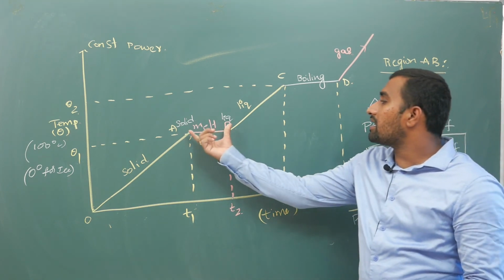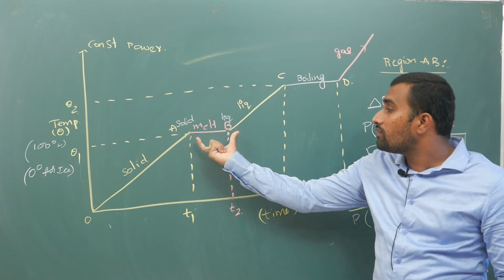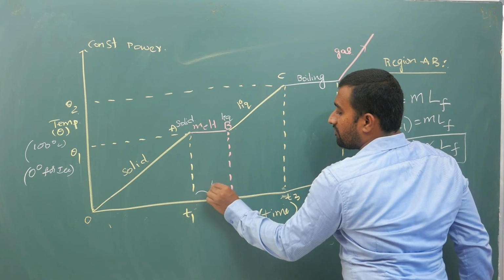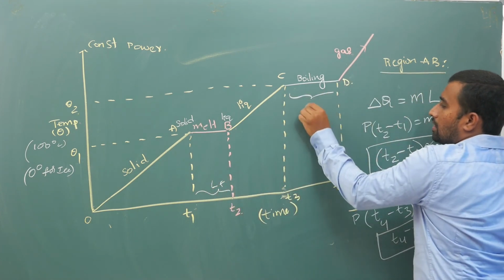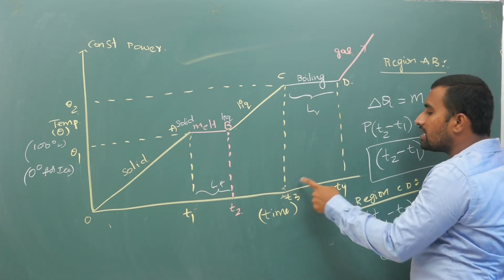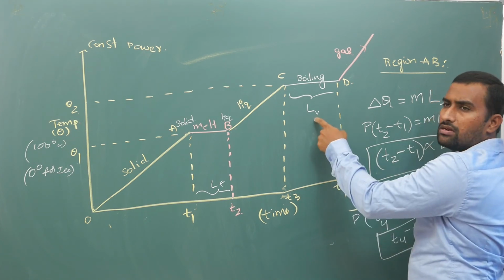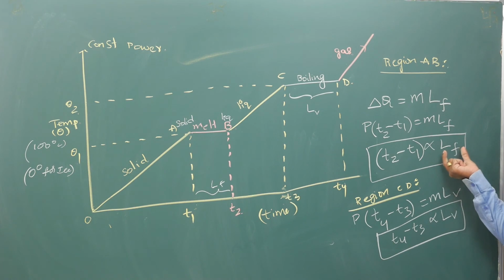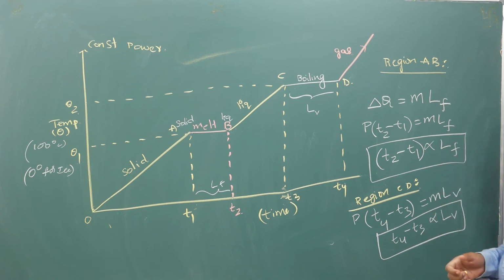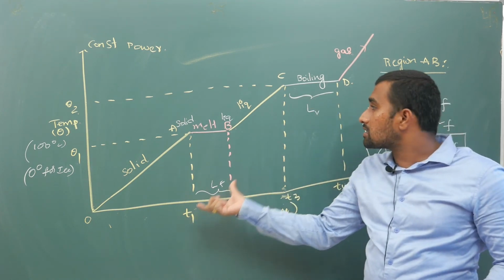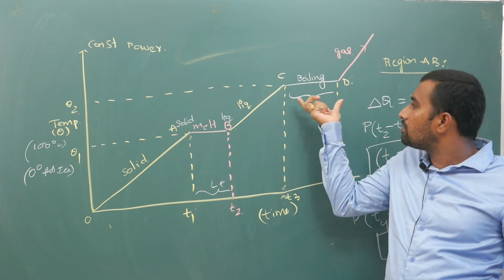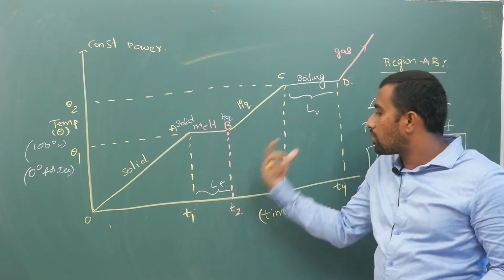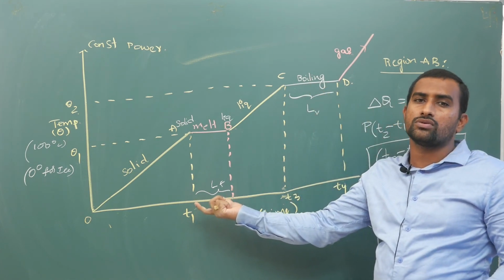So if I give you a graph and ask which is bigger, latent heat of fusion or latent heat of vaporization, look at the gap. Whichever time gap is bigger, that value is more, because your time gap is directly proportional to latent heat of fusion and latent heat of vaporization. Look at the graph and see which is bigger. If this is big, latent heat of vaporization is more. If this is big, latent heat of fusion is more.